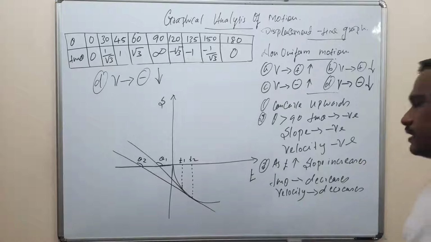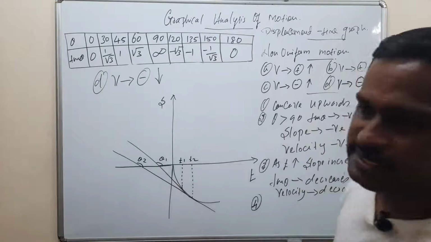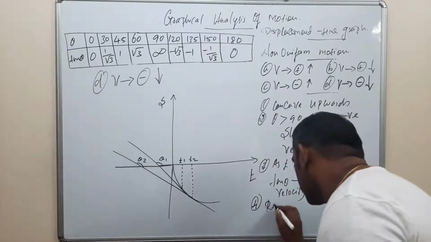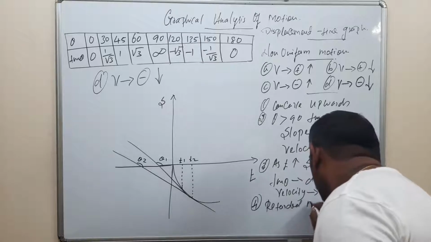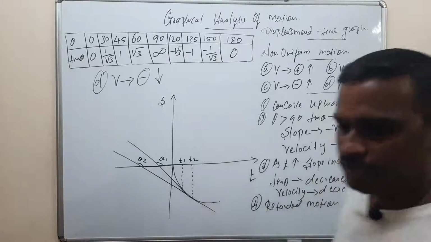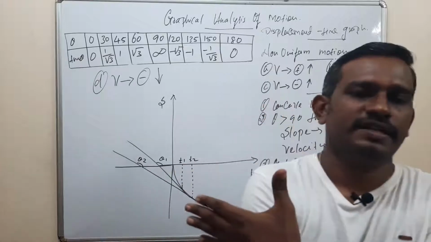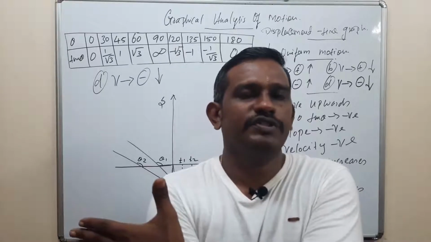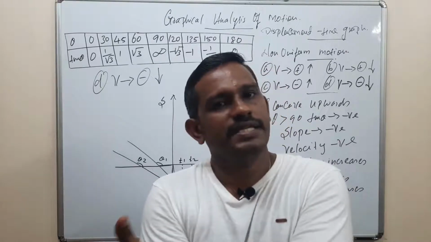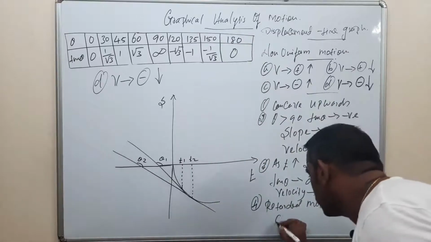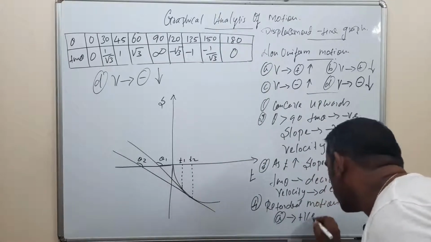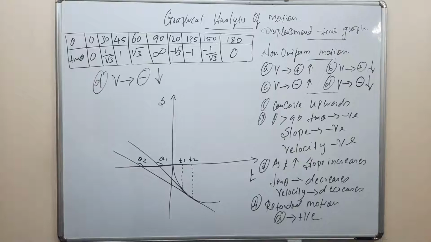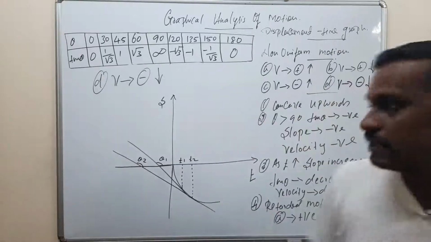So what about the acceleration here? Velocity decreases means it is a decelerated motion, a retarded motion. Velocity is negative, retardation means acceleration is opposite to the direction of the velocity. So velocity negative, acceleration positive. So these are the 4 cases.